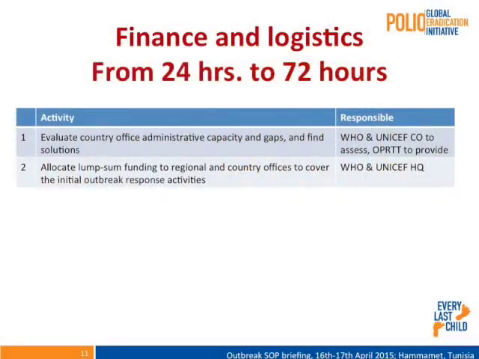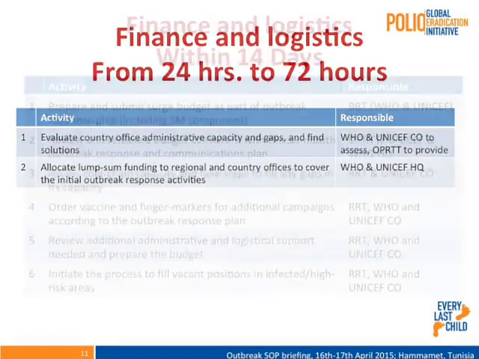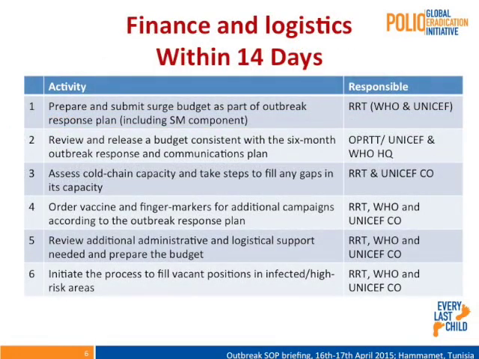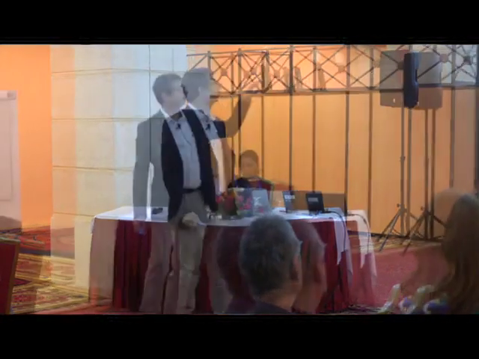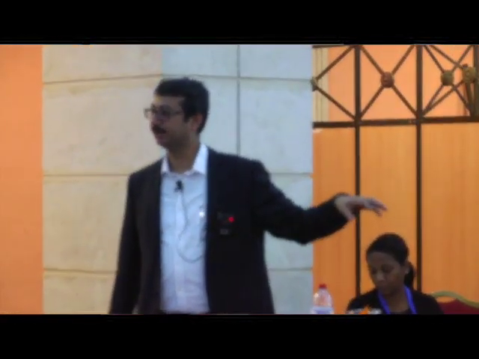For finance and logistics, 2 activities: evaluate country office administrative capacities and gaps and find solutions. Here the action is more country office will do assessment. They will communicate to OPRTT, Outbreak Preparedness and Response Task Team, and the Outbreak Preparedness Response Task Team is tasked to provide the solutions, whatever extra resources are needed for that. WHO and UNICEF headquarters are supposed to allocate lump sum funding to the country to trigger the response, rather than looking for everything for approval and from where the money is going to come.